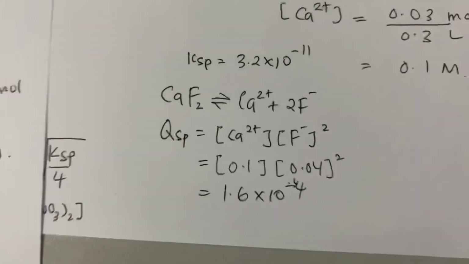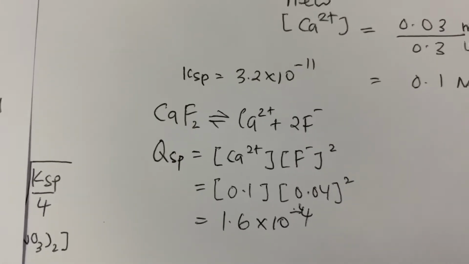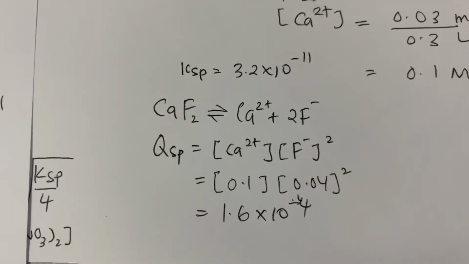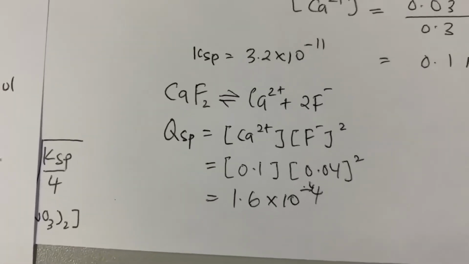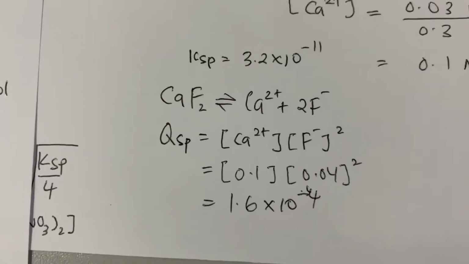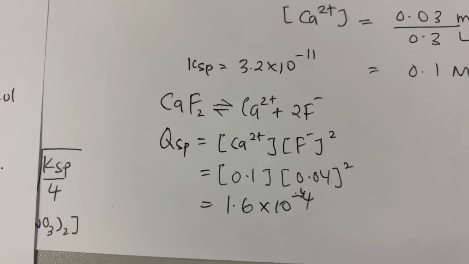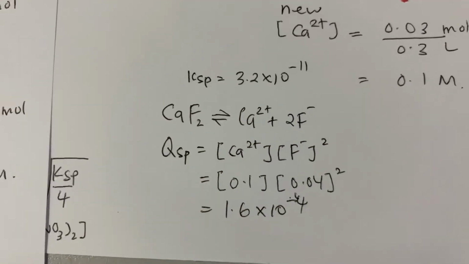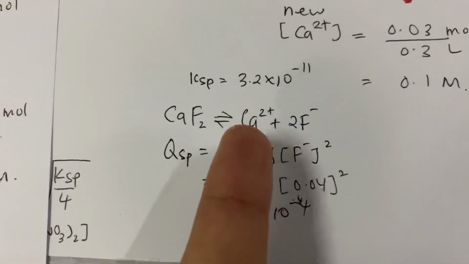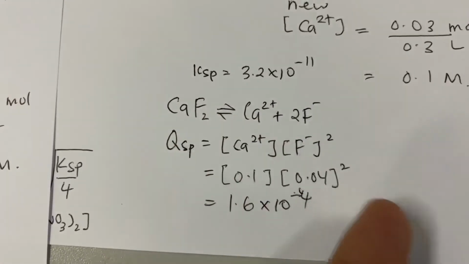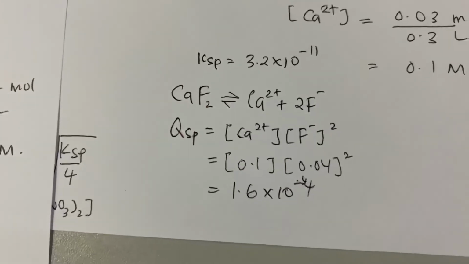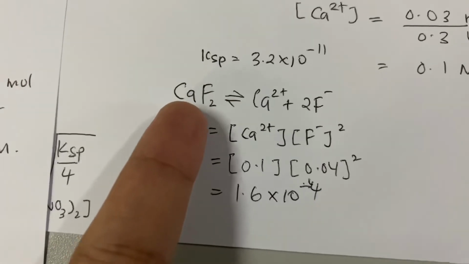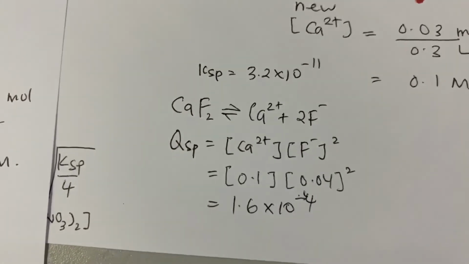What does it mean by that? If Qsp is larger than Ksp, it means that the dissociated ion is high. That's why the value of Q is higher than Ksp. So if calcium and fluoride ion are high in concentration, based on Le Chatelier, it will favor the reverse reaction. So if it is favoring the reverse reaction, what will be produced? Calcium fluoride solid. The precipitate will be produced.